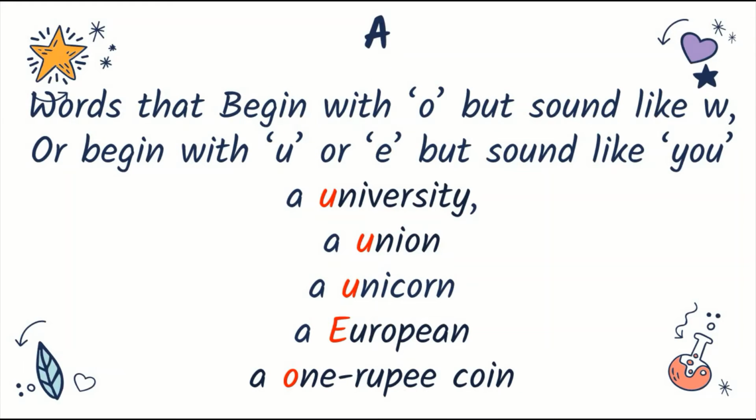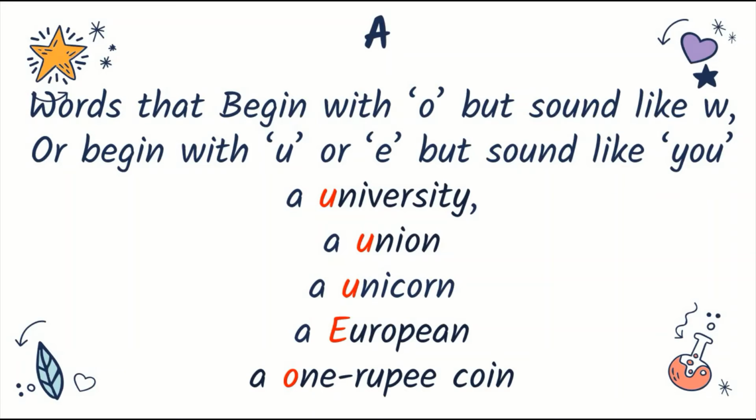Keeping that in mind, we must also observe that there are certain words that do begin with a vowel, but do not make the vowel sound. How? Let's look at these words. University. Though this word begins with a U, which is a vowel, it does not produce the U sound. Instead, it produces the Y-O-U sound. Hence, we use the article a before it. So do union and unicorn.